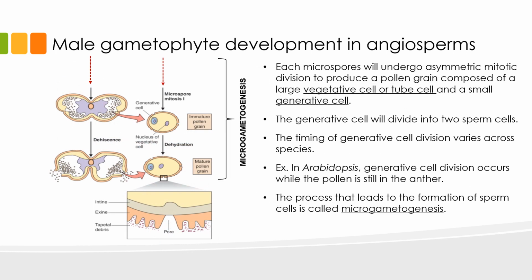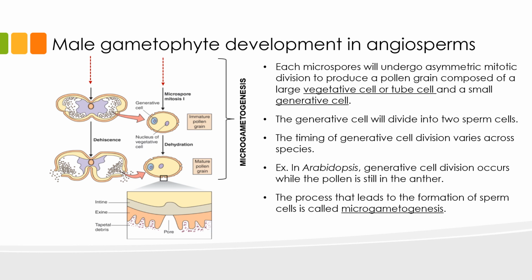So what happens when microspores are released from the callose wall? Each of the microspores undergoes an asymmetric cell division to produce a pollen grain. We say asymmetric because the product of the cell division is a pollen grain with 2 cells that are unequal in size. The larger cell is the vegetative or tube cell, and the smaller cell is known as the generative cell. Subsequently, the generative cell divides to produce 2 sperm cells.